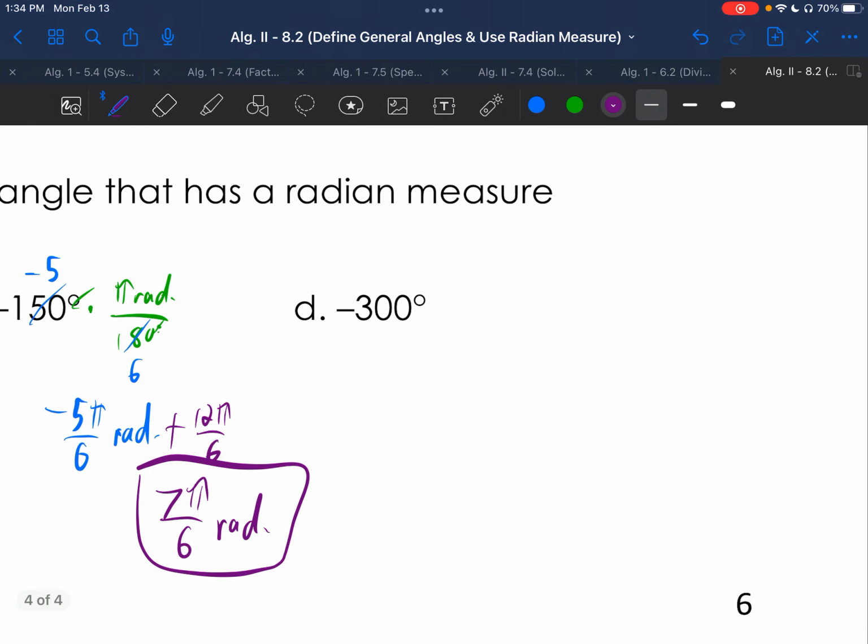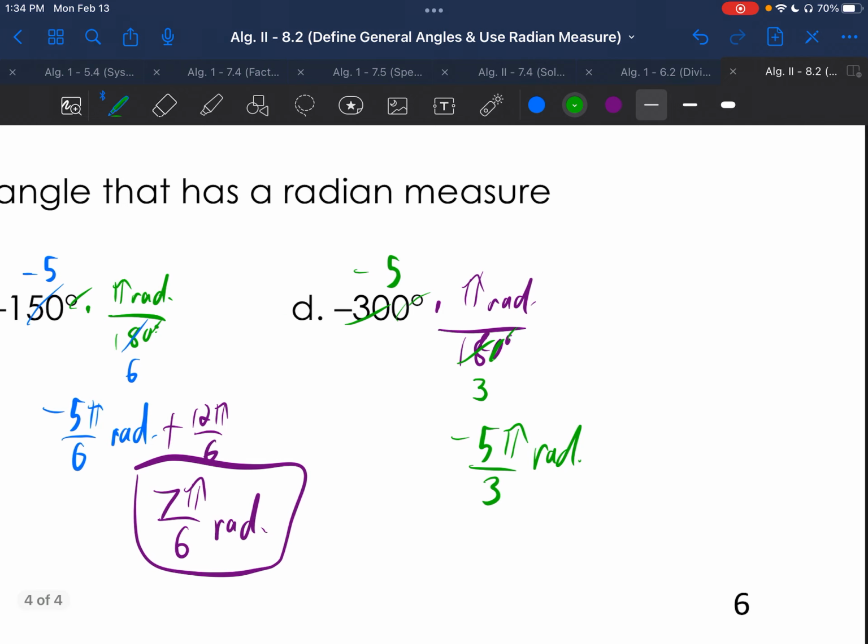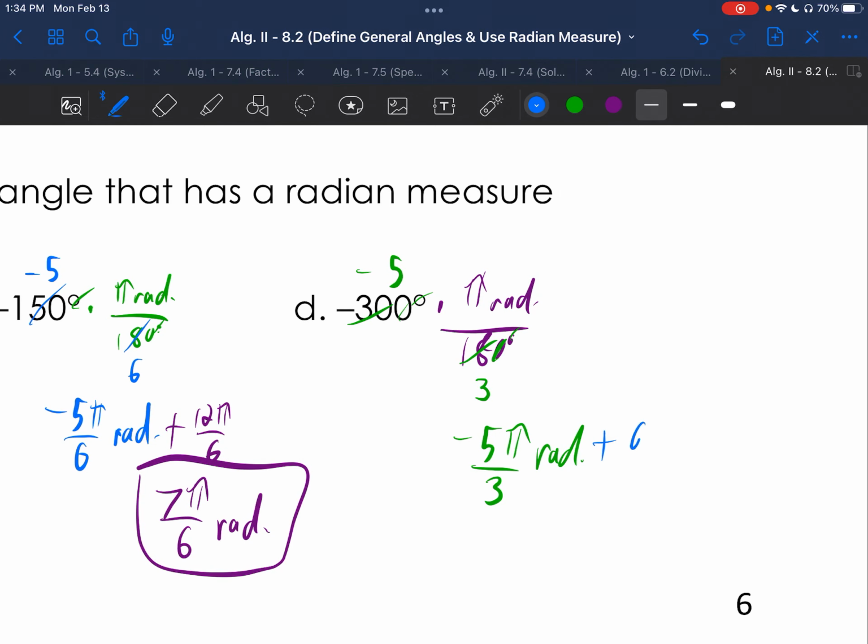Last but not least, multiply by pi radians over 180 degrees. Degrees, the zeros reduce, and 18 and 30 reduce to 3 and negative 5. So you get negative 5 pi over 3 radian, not between 0 and 2 pi. Add 2 pi, aka 6 pi over 3. And you get pi over 3 radians.